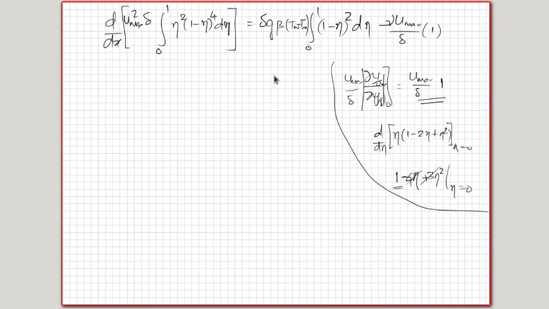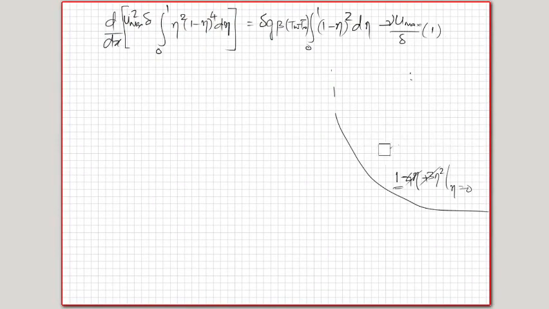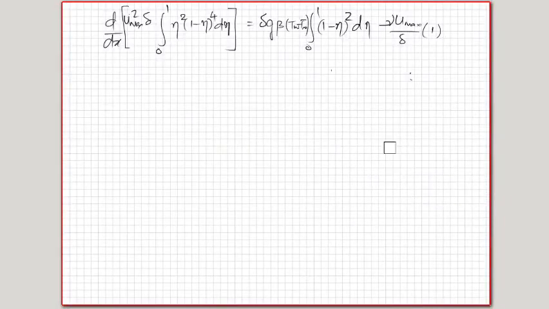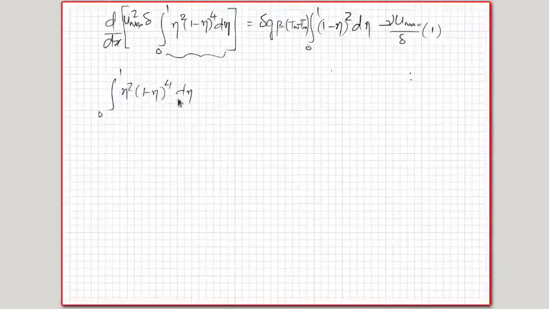So I have just differentiated the assumed profile with respect to eta and found del u by del y at y equal to 0 using the assumed profile. So this is the expression that I get. Now let's look at what this integral would actually become. So the integral from 0 to 1 of eta square into 1 minus eta whole to the power of 4 d eta. So this is a little cumbersome to expand. So let me just assume z is equal to 1 minus eta.